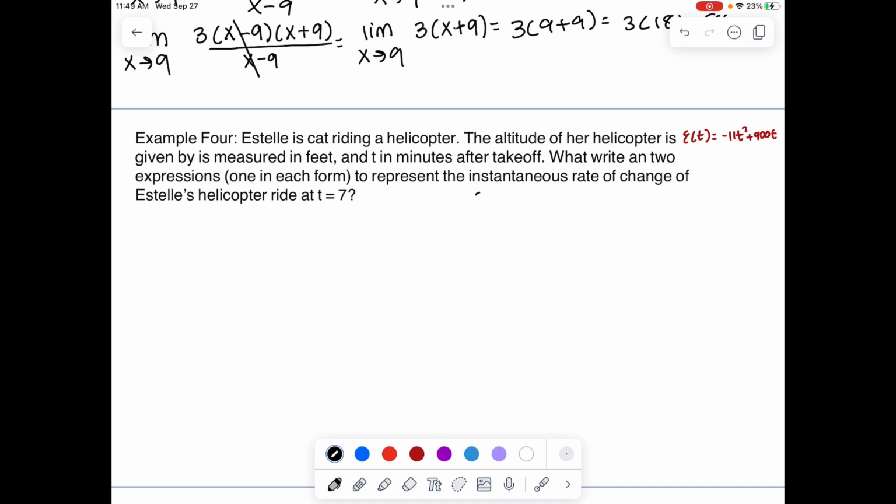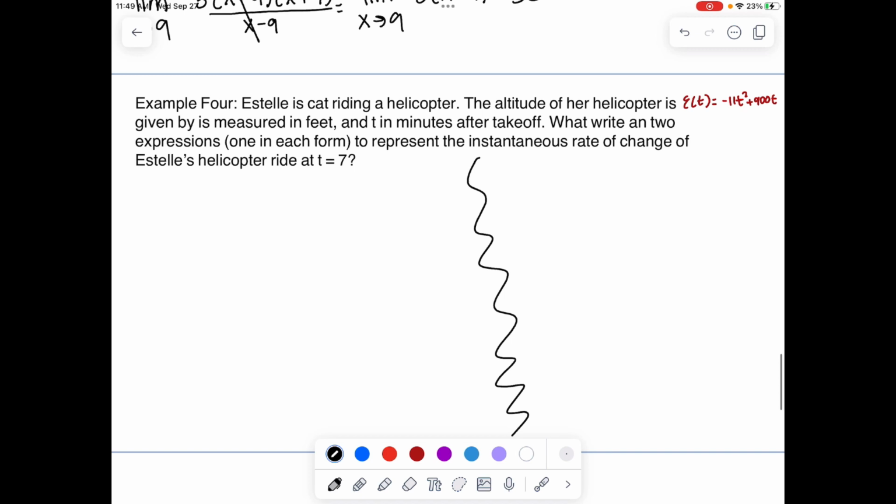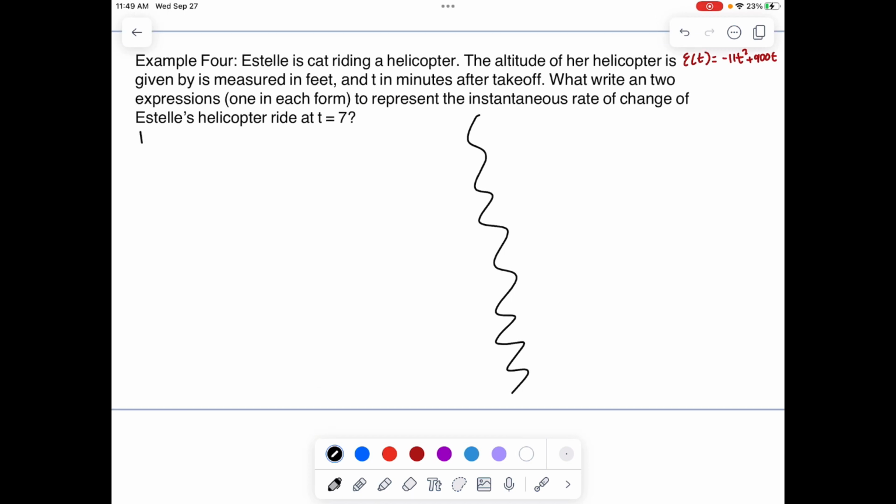So I'm going to split this into 2. I'm just going to write the expressions. I'm not going to solve for them. But remember, our first definition of the limit is the limit as h approaches 0 of f of x plus h minus f of x all over h. And then the other one is the limit as x approaches a of f of x minus f of a all over x minus a.